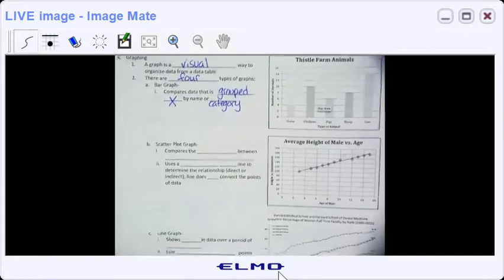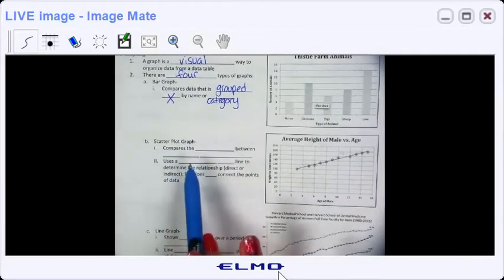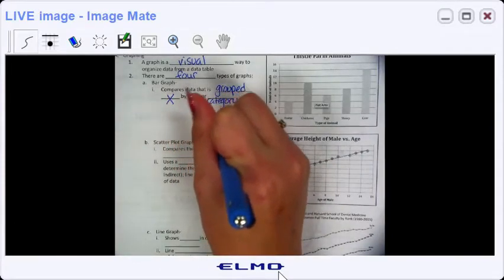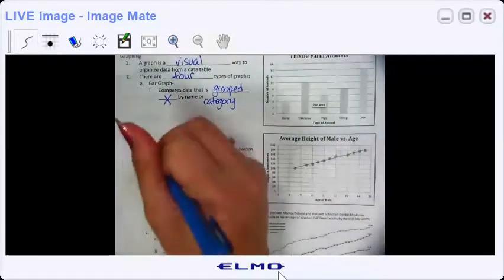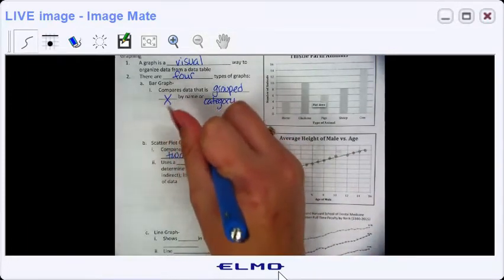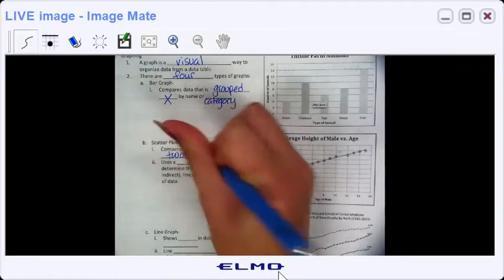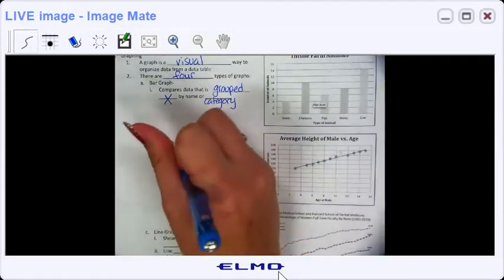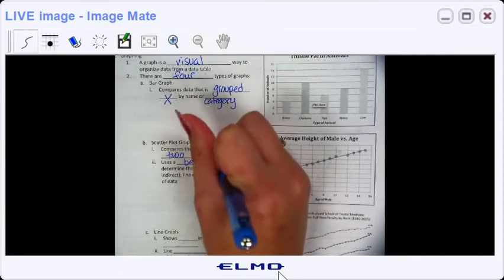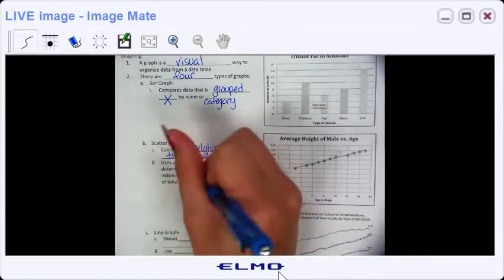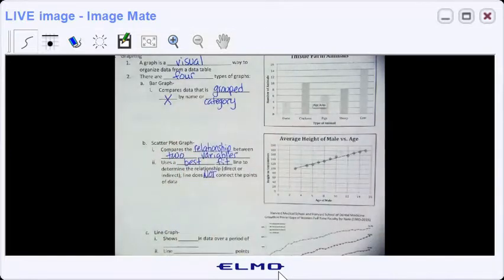Our second type of graph is a scatter plot graph. So this compares the relationship between 2 variables. So usually the dependent and the independent variable, but it does compare the relationship between any 2 variables. It also uses a line of best fit to determine the kind of relationship that it has, and the line does not connect all of the points.